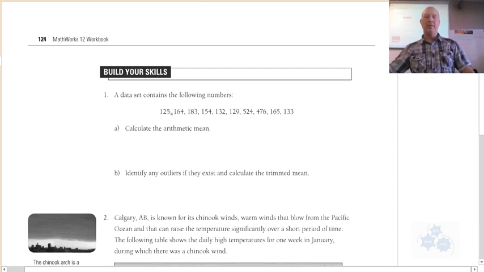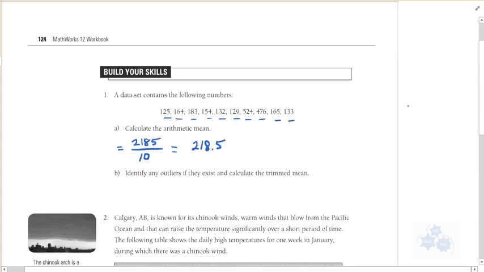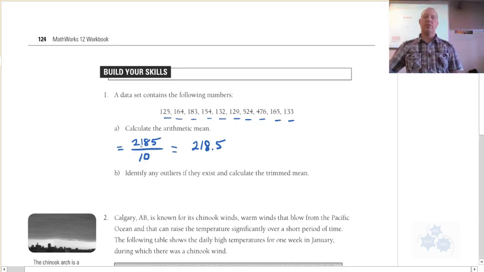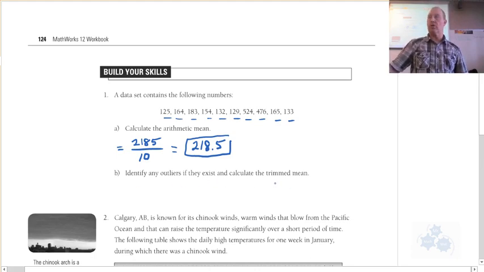We're going to add all these up, aren't we? And then we're going to divide by the number of numbers that we added. So take a moment to do that. All right, so if you add up all the numbers, you should get 2,185, and then you divide that by the number of numbers, which is 10. So you get an arithmetic mean of 218.5. Now, the second part says identify any outliers that may exist and calculate the trimmed mean.